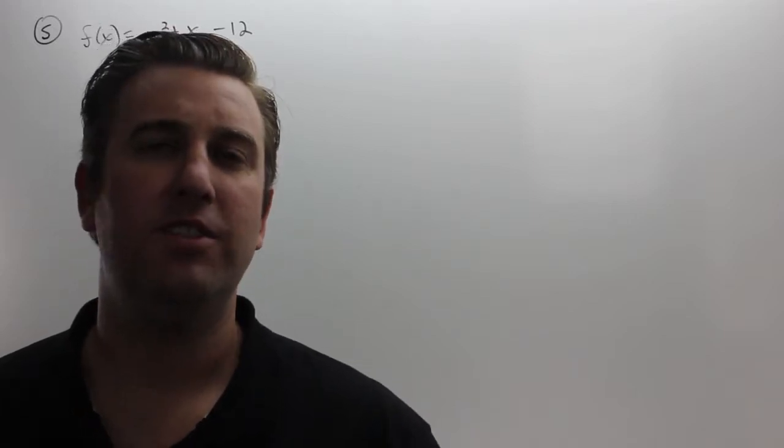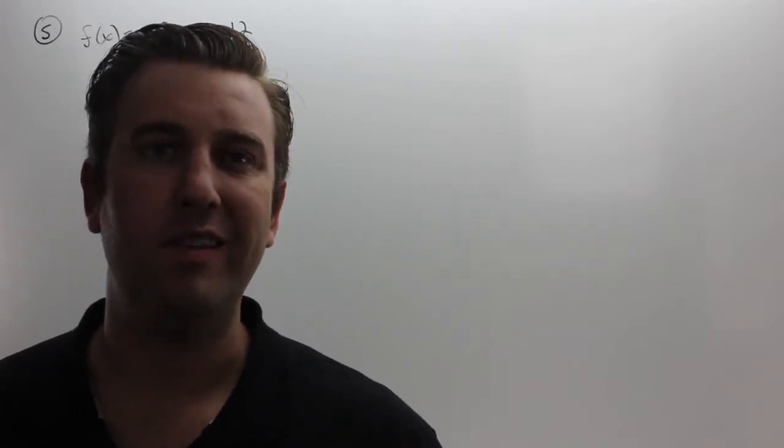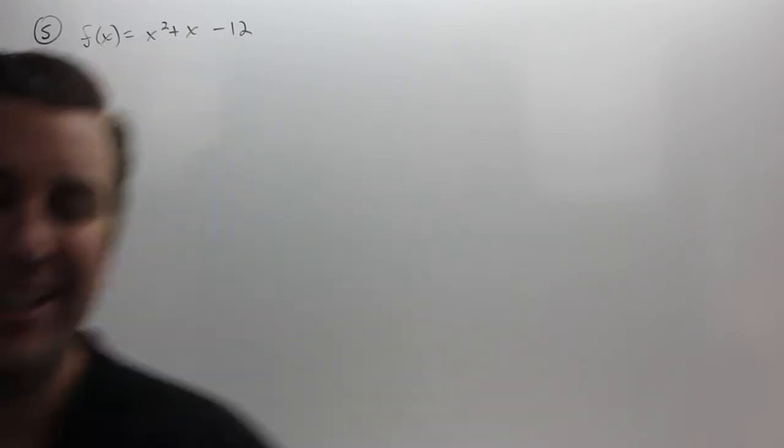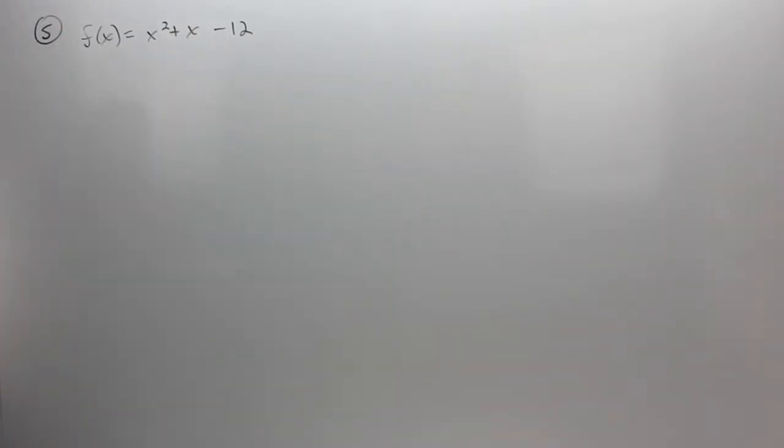Okay, so I just wanted to do number 5 as well, just to give you guys an idea of how to work through this if you're still struggling. Okay, so let's give it a look. The graph they give us is f of x equals x squared plus x minus 12. So we've got to graph this.